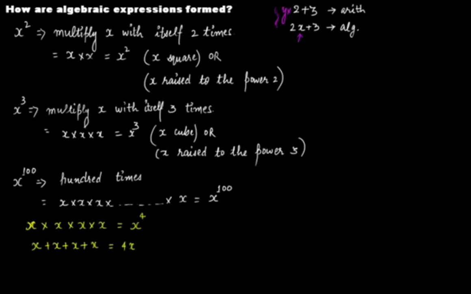Similarly, if your algebraic expression is y raised to the power 1000, and someone asks you how this algebraic expression has been formed, simply tell them to multiply y with itself 1000 times. And what will you call this? Call this y raised to the power 1000. Okay. Now let's take some more examples.